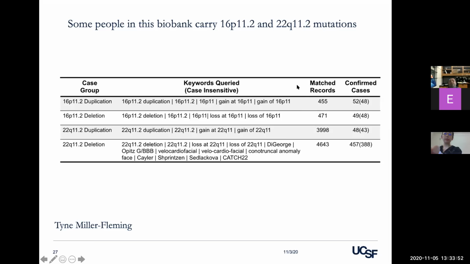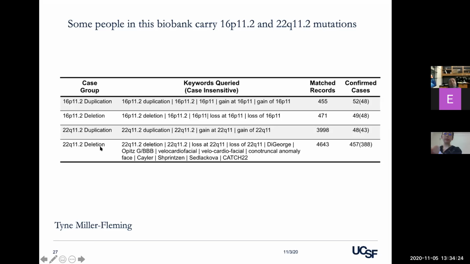So we excluded certain people who had 16p11.2 in their medical notes, but we couldn't really tell if it was duplication or deletion. We excluded people who had multiple genetic mutations. And what we found was we had about 50 within the biobank with 16p duplication, deletion, 22q duplication, about 400 with 22q deletions, which makes sense actually.